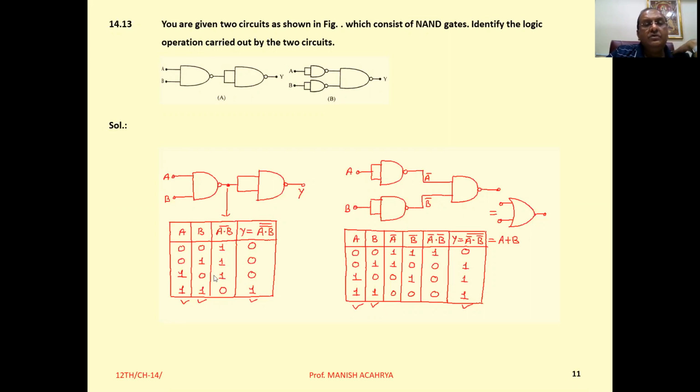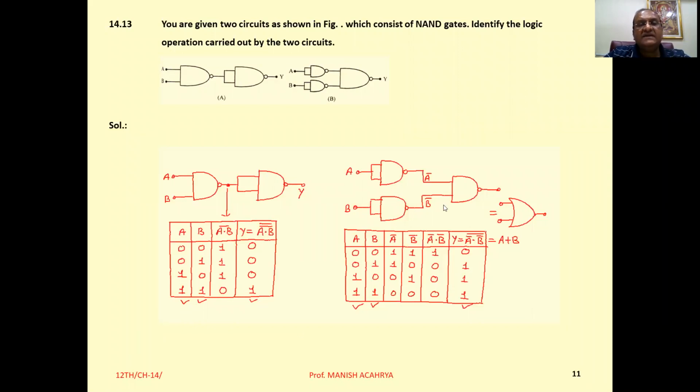So see here, now resultantly what happened? Input 0 0, output 0. Input 0 1, output 0. Input 1 0, output 0. Input 1 1, output 1. This is the working of AND gate. So we can say first circuit behaves as AND gate.